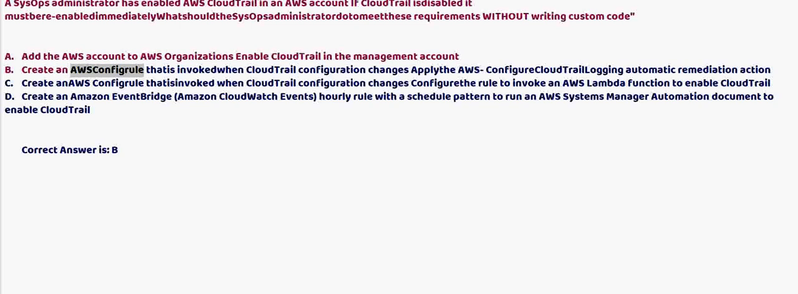B. Create an AWS Config rule that is invoked when CloudTrail configuration changes. Apply the AWS-ConfigureCloudTrailLogging automatic remediation action. C. Create an AWS Config rule that is invoked when CloudTrail configuration changes. Configure the rule to invoke an AWS Lambda function to enable CloudTrail.